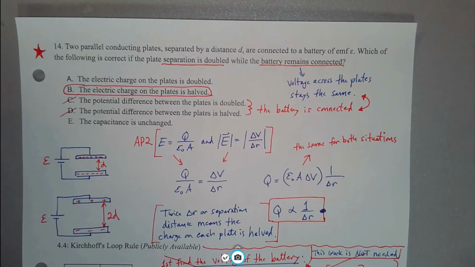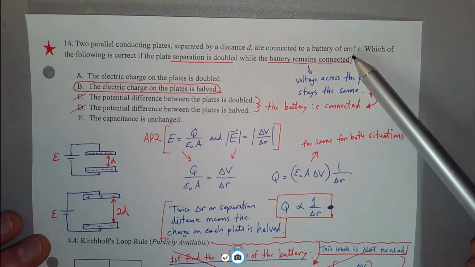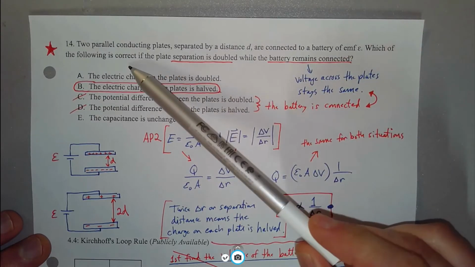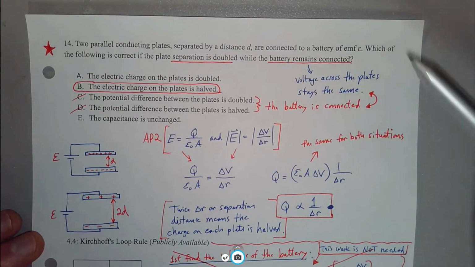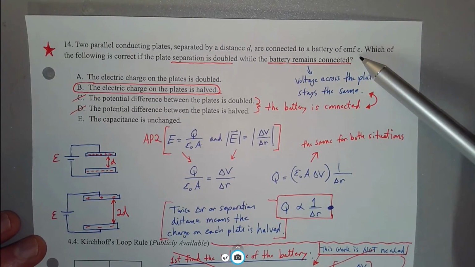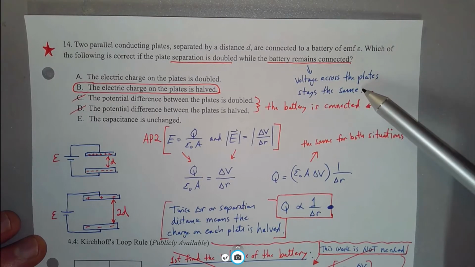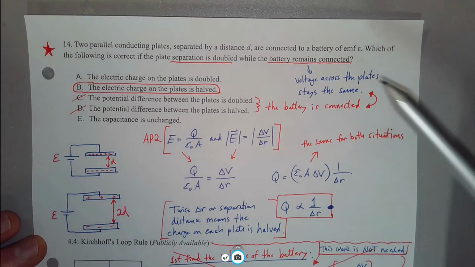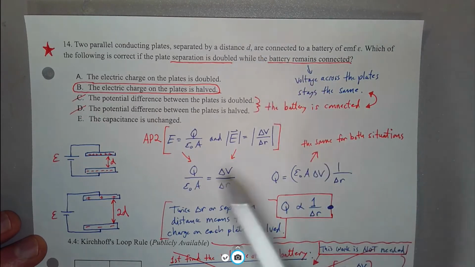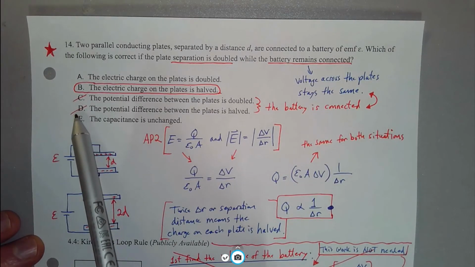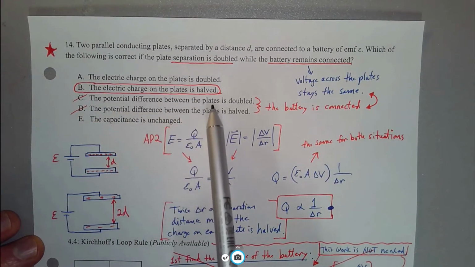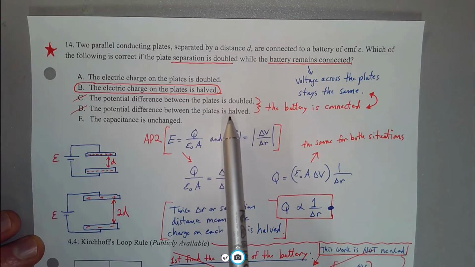Question 14 reads, two parallel conducting plates separated by a distance d are connected to a battery of EMF E. Which of the following is correct if the plate separation is doubled while the battery remains connected? So if the battery remains connected to our parallel plate capacitor, that means the voltage across the plates has to stay the same. So the question is, what is correct? So if the battery is connected and the voltage stays the same, that means automatically choices C and D, which says the potential difference between the plates is either doubled or halved, can't be true because if the battery remains connected, the voltage is constant.